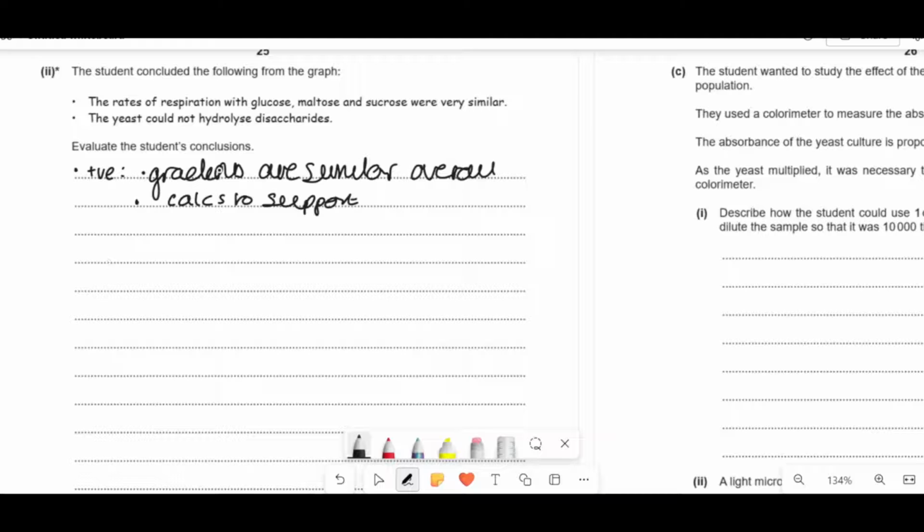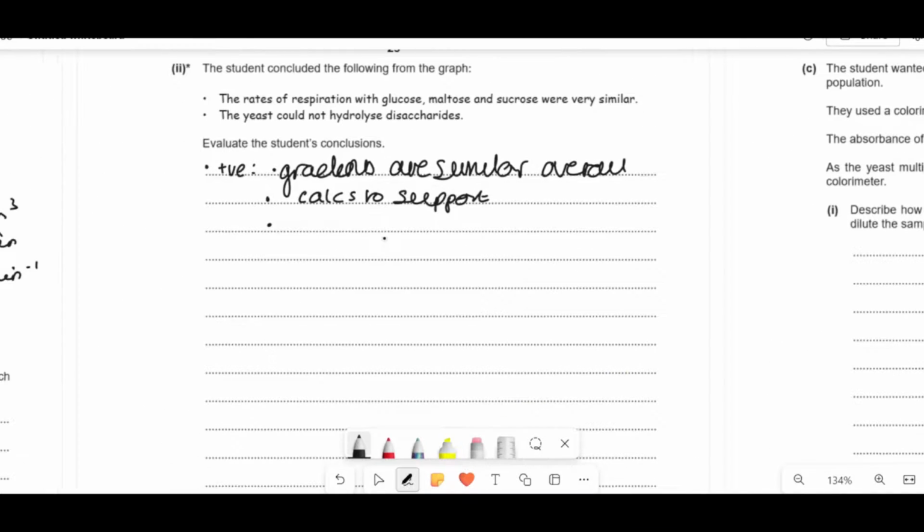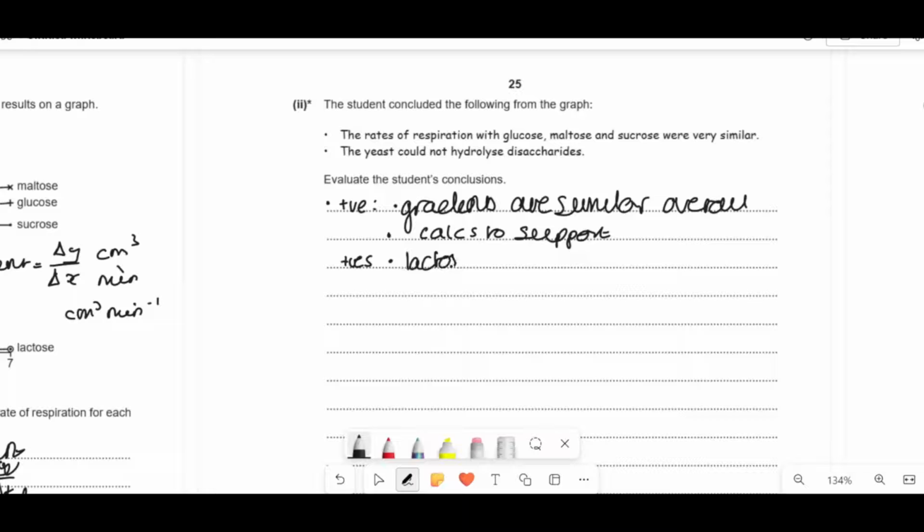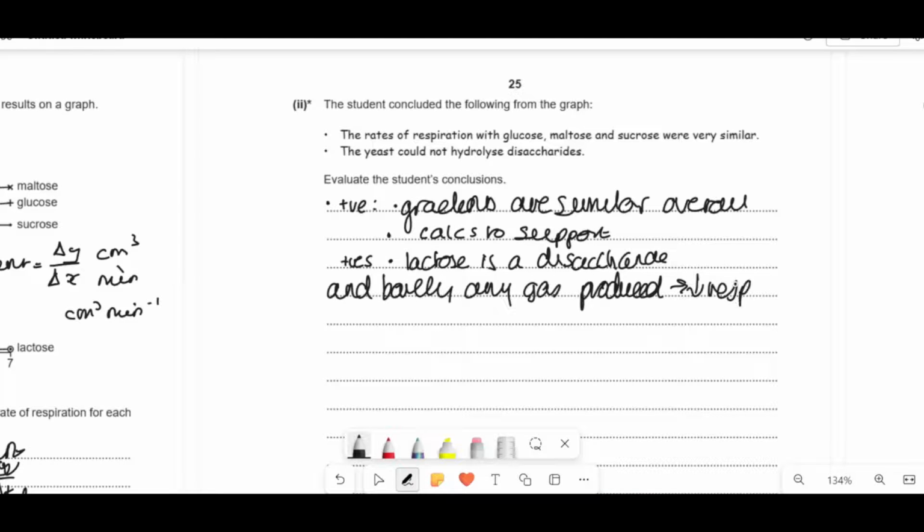So there's that. Then as well as that, they've said that the yeast could not hydrolyze disaccharides. If we have a look here, what's supporting that? Well, if you look at lactose, that's a disaccharide, and there's barely any respiration. There's barely any gas produced. So you could say lactose is a disaccharide, and there's barely any gas produced. So that suggests very little respiration. Therefore, yeast may not have the enzyme to hydrolyze it.